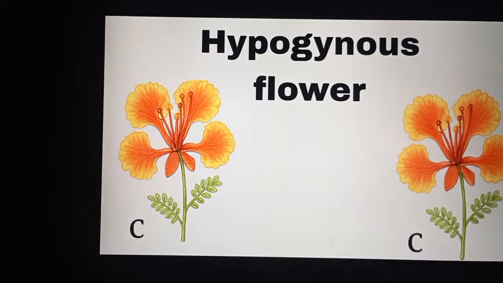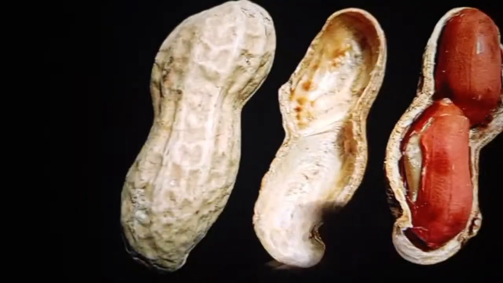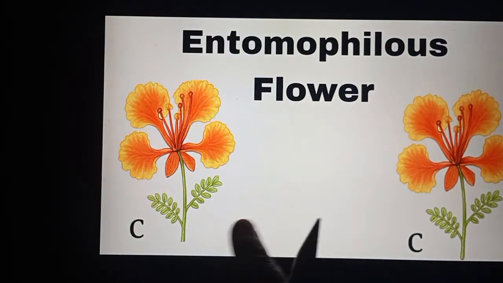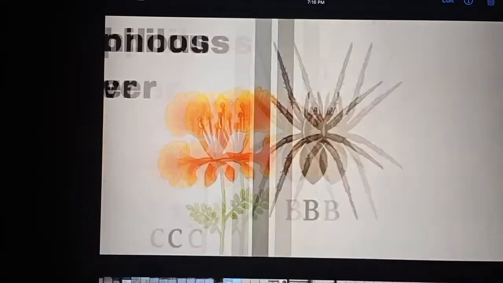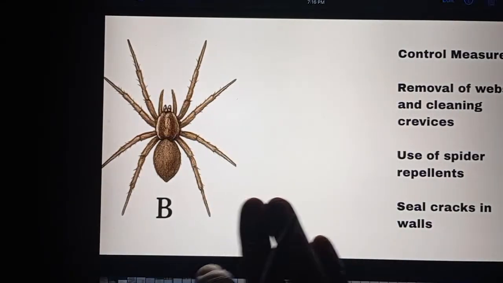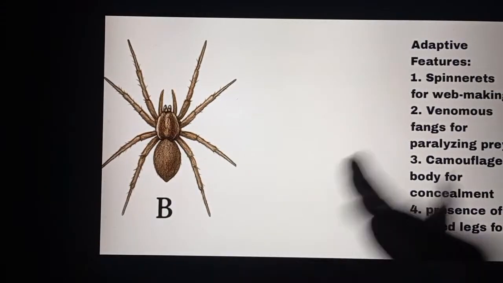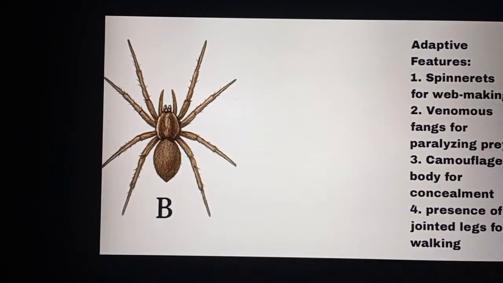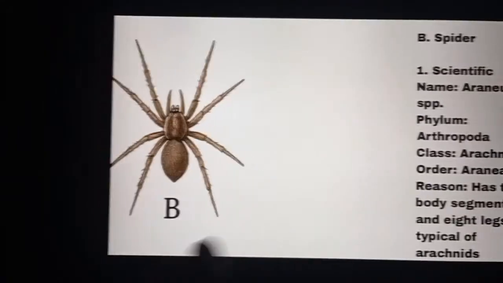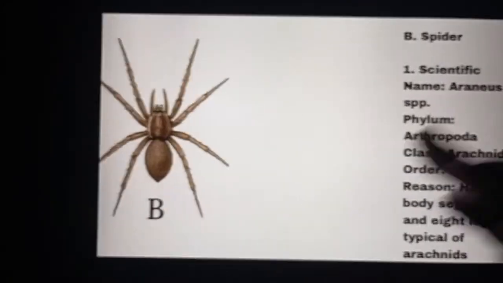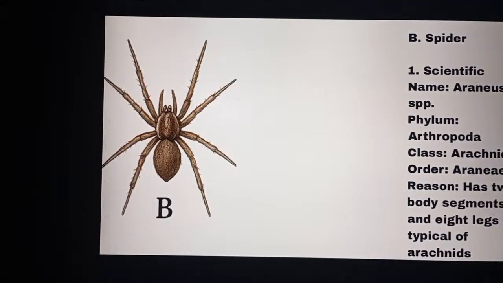So go through the video. If you want any video you demand for it, I'll give you the link for the detailed explanation of all these specimens. Okay, I said entomophilous, meaning insect pollinated flower. So control measures, how do you control spider, is there in the video. You see the adaptive features, how it can survive, scientific name, and reasons for each classification.